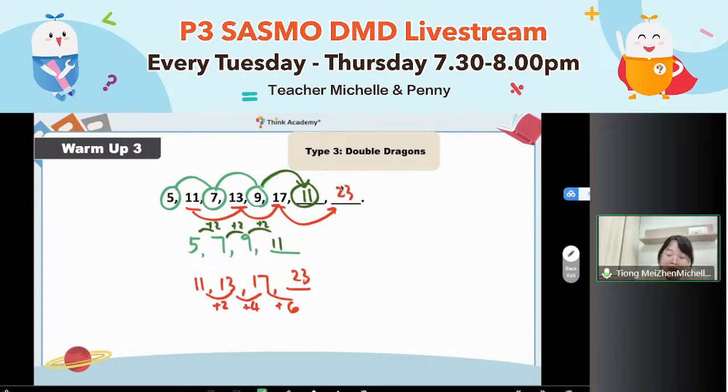23, 23. This is what it means, double dragon. Oh, if you say 11 and 19, be very careful. Is it 11, 13, 15, 17? If it is 15, 17, then the bridge will be +2, +2. Must be very careful about this one, okay? Double dragons: when the sequence suddenly becomes big, suddenly becomes small, there are two dragons inside, two sequences inside. Is that clear? All right.